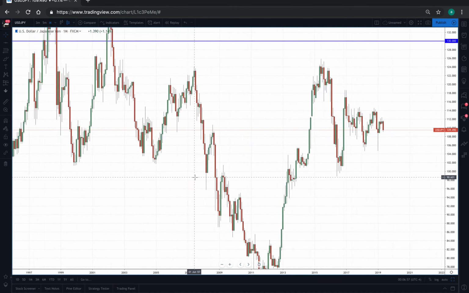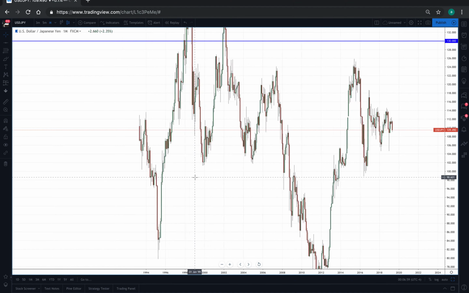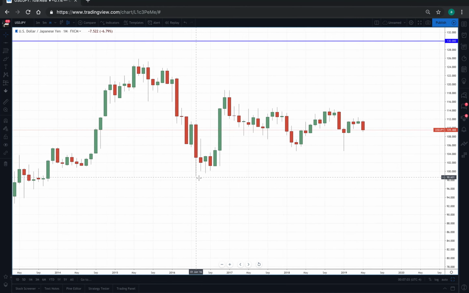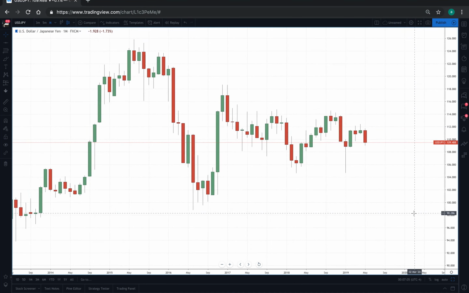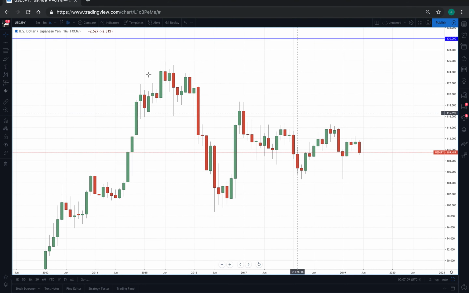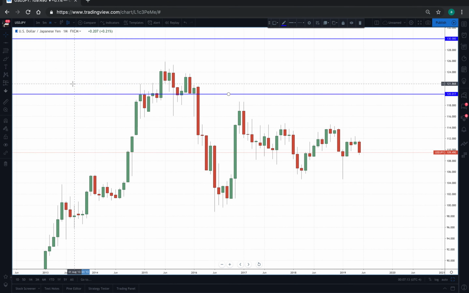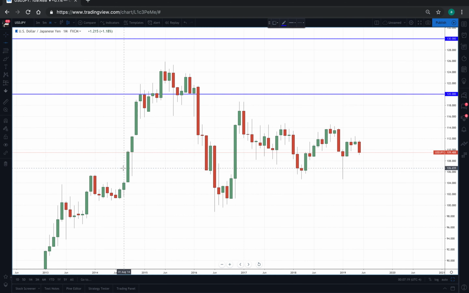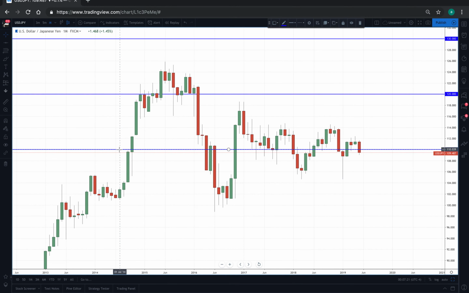Now I don't have to zoom all the way out on my chart. That's not what we're doing. We're picking just enough of a window that fills pretty much our chart screen so that we can see. So down from 130 would be 120. Now you can coordinate it right to the exact number by double clicking on the line.